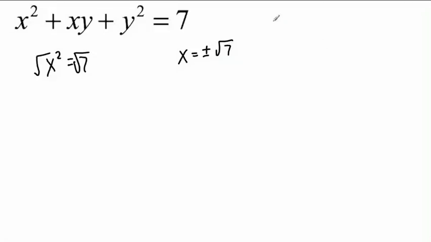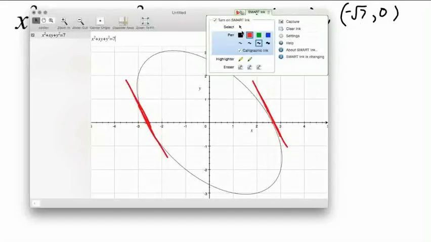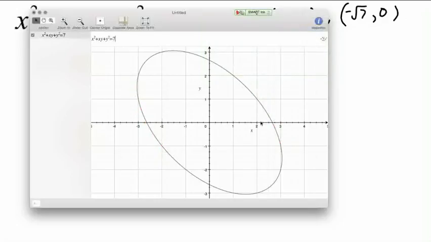And so I know that the 2 points are going to be square root of 7, 0, because that's how we found it. We plugged 0 in for y. And then the other one is going to be negative square root of 7, 0. All right, so now we found these 2 points. We found this point right here, the square root of 7, and this is going to be the negative square root of 7.